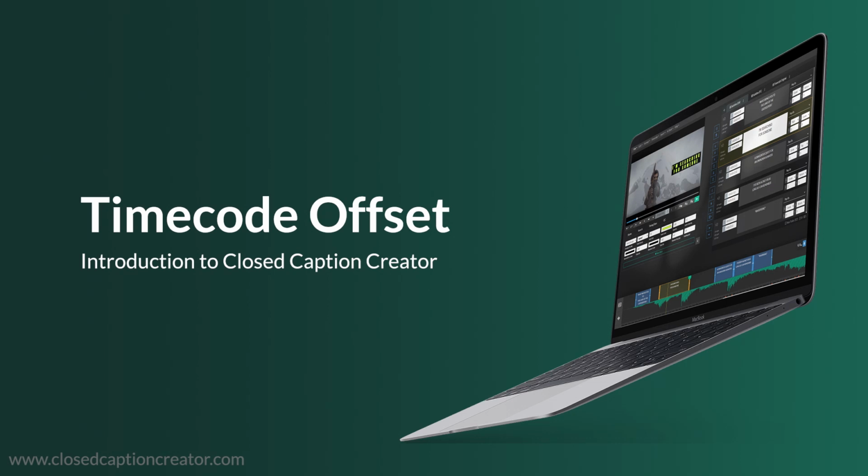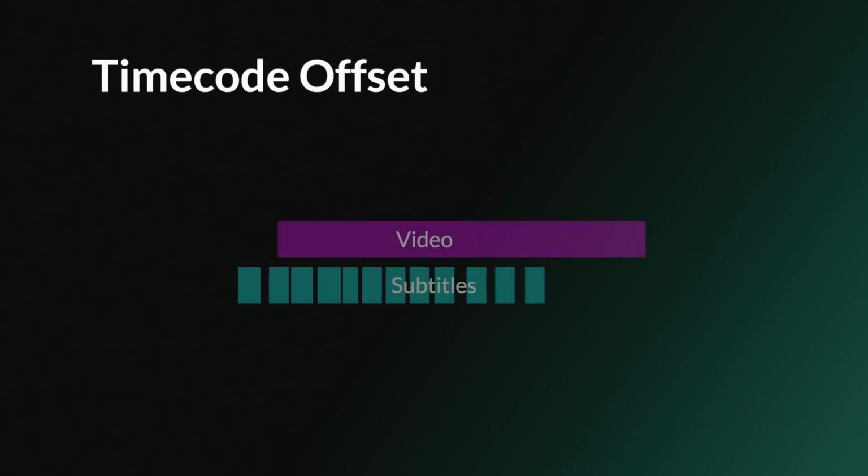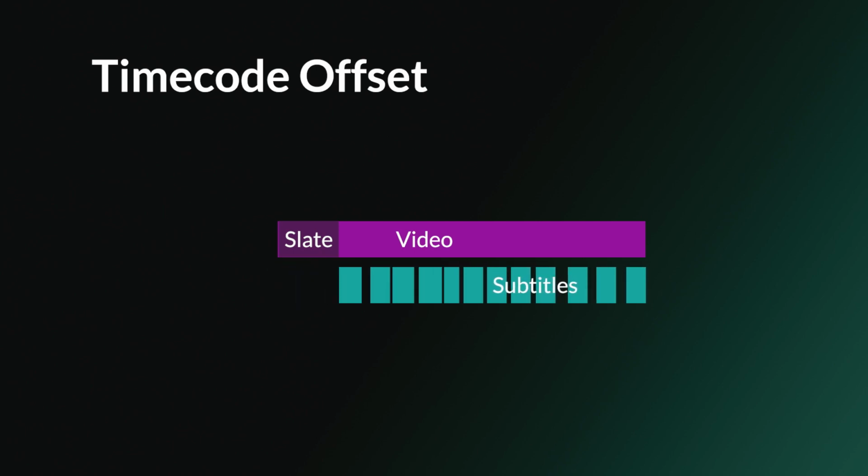Closed Caption Creator makes it easy to offset the timecodes of subtitle events in your project. In some cases, you may need to offset your subtitle events. This can be caused by a new version of video where slate or commercial black was added or removed.